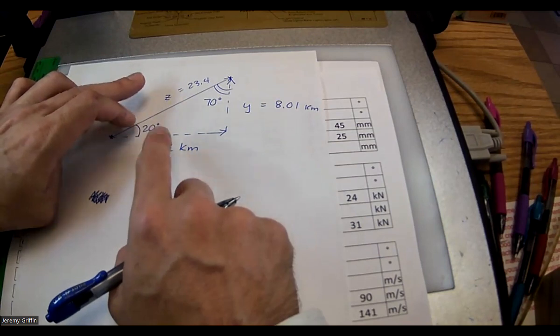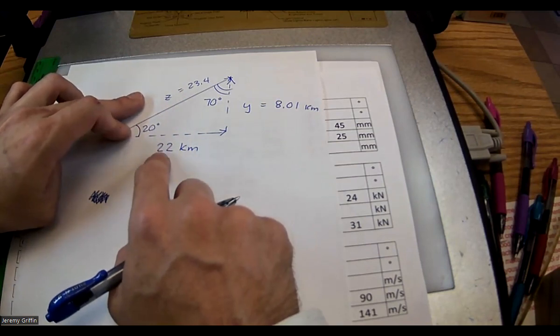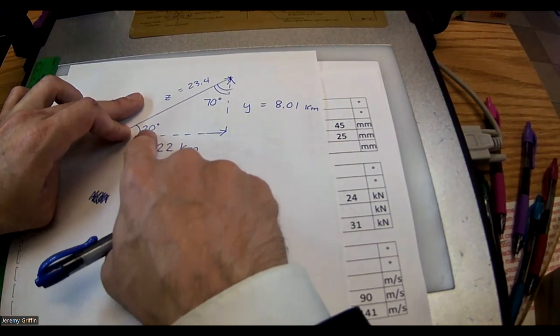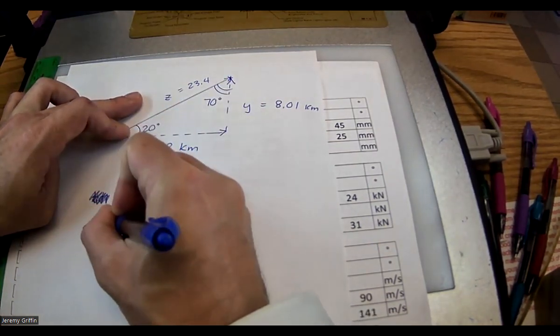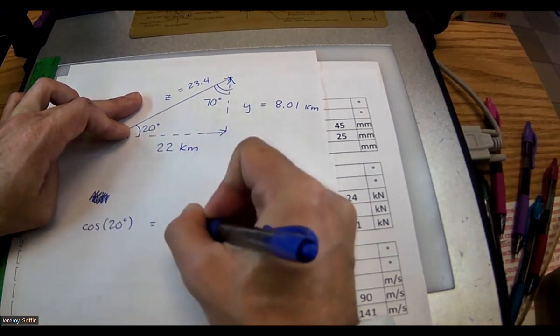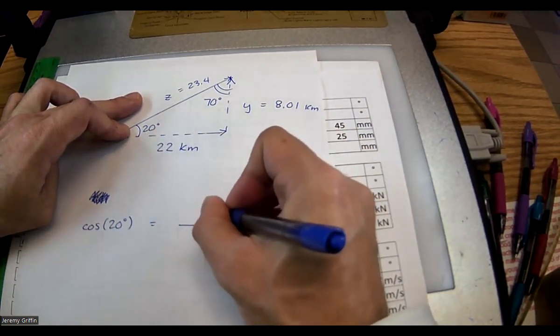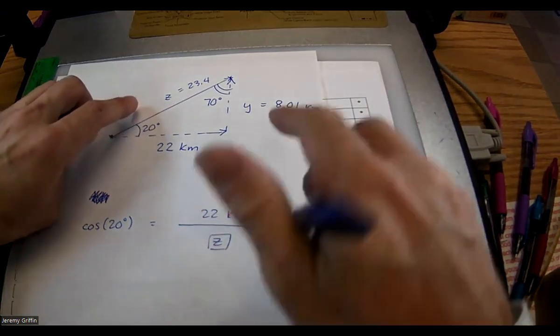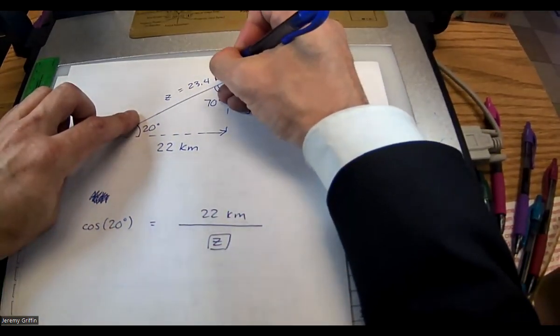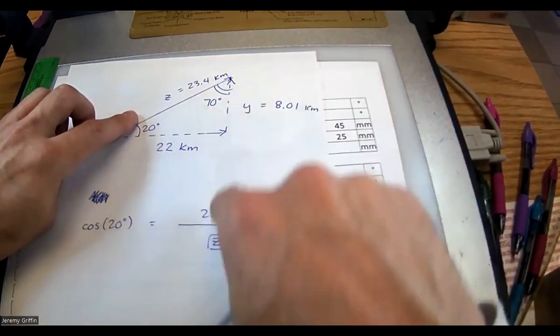I'm solving for z. Is this relationship sine or cosine? Cosine, because this leg is touching the 20 degrees, which means cosine. Cosine of 20 degrees is adjacent over hypotenuse. So that's 22 kilometers divided by z. Now you guys know what z is already. Oh, I forgot my unit. Kilometers.